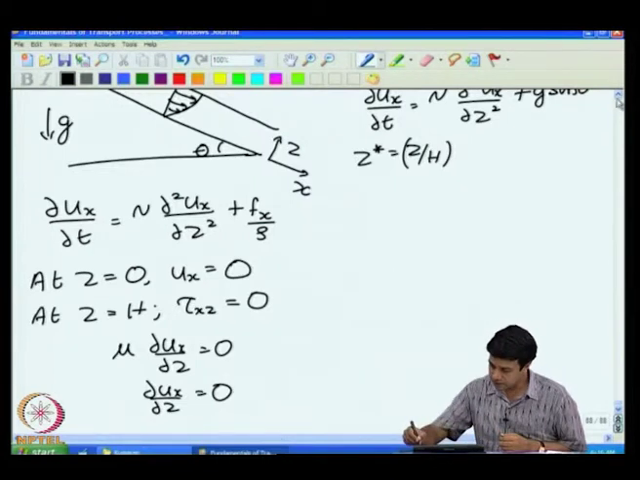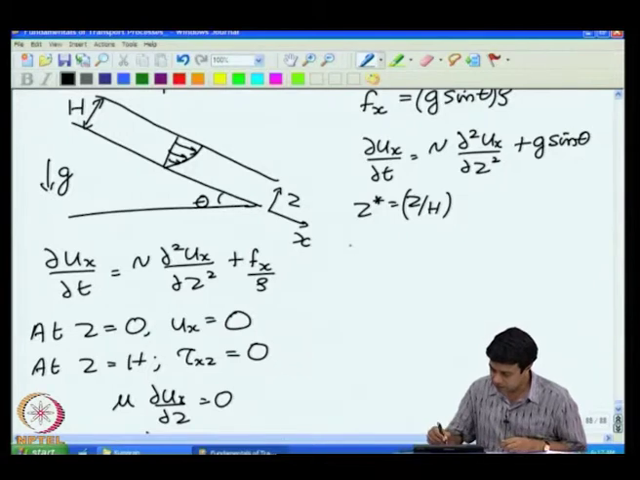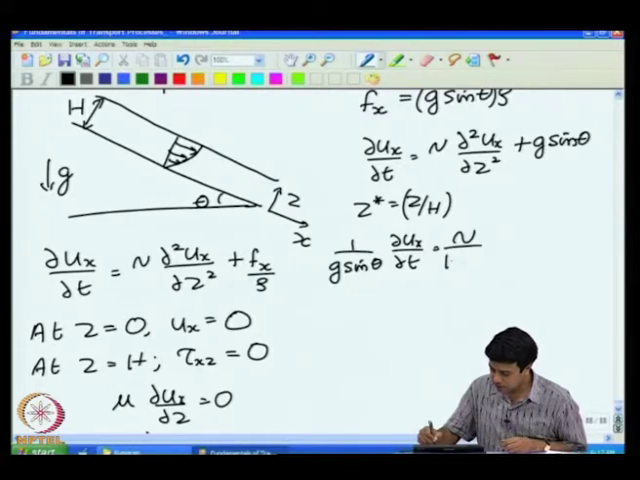So, there is no velocity scale emerging from the boundaries. However, there is a velocity scale that emerges from the fact that there is a body force acting on the fluid. So, what I can do is divide throughout by g sine theta and use that to scale the velocity. If I divide throughout by g sine theta, I will get 1 by g sine theta partial ux by partial t is equal to nu by h square g sine theta partial square ux by partial z star square plus 1.